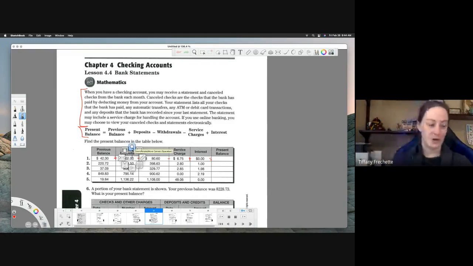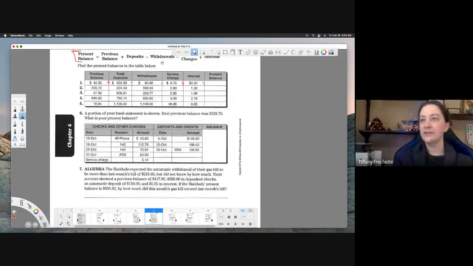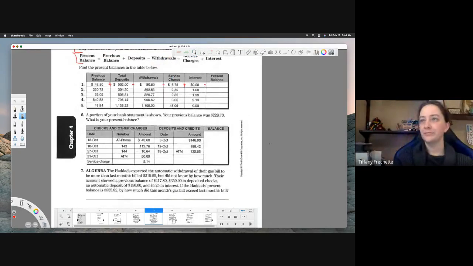I want to go down here and look at this balance sheet because this one is a little different. All right, I want to close that. All right. A portion of your bank statement is shown. Your previous balance was $228.73. What is your present balance? So this shows us, oh, this wasn't the balance sheet that I wanted to do. Okay, I think I'm thinking of another section here, because there is one that does show us a balance sheet. So you'll get to see that in the future.